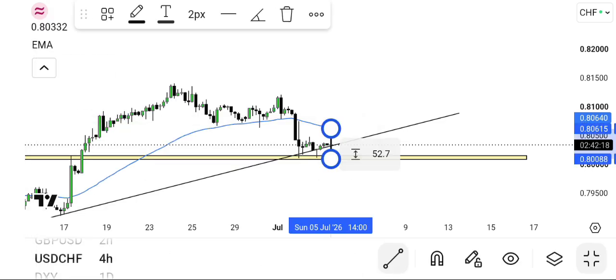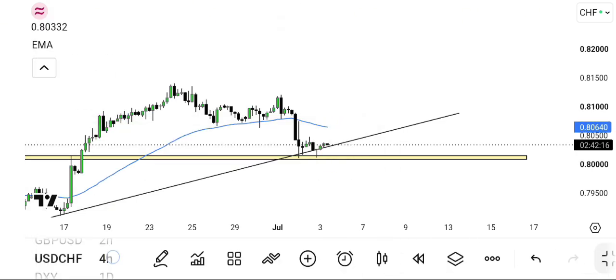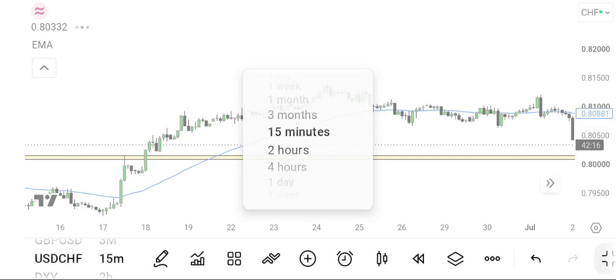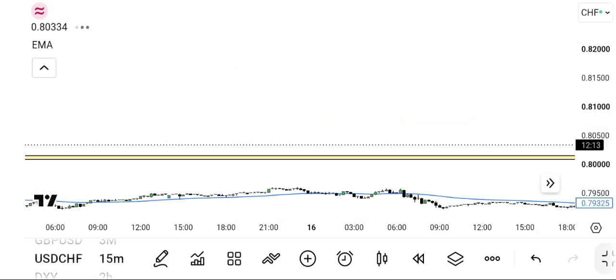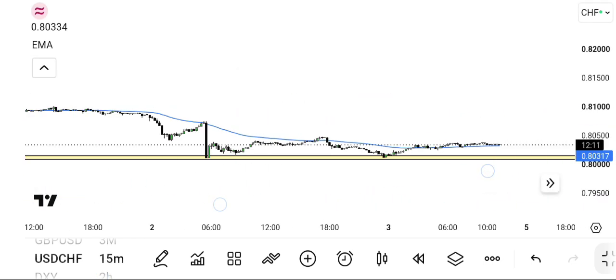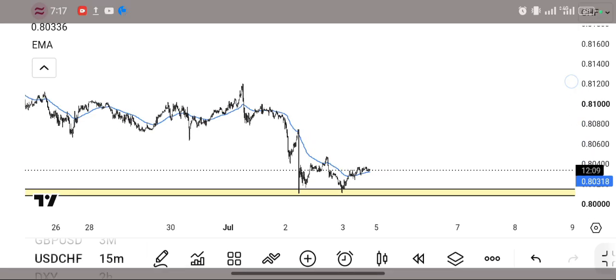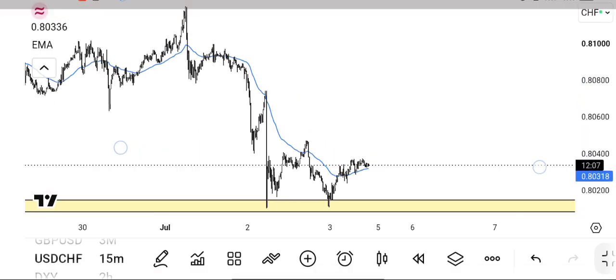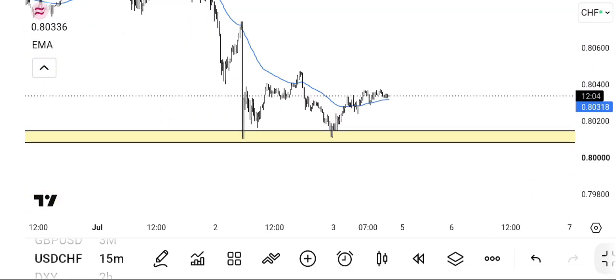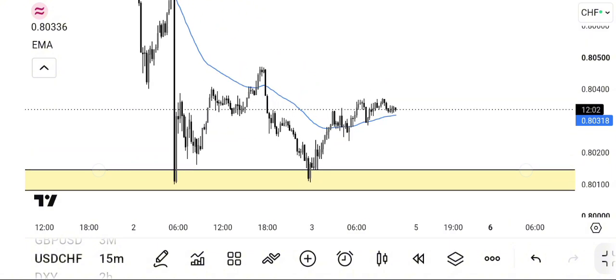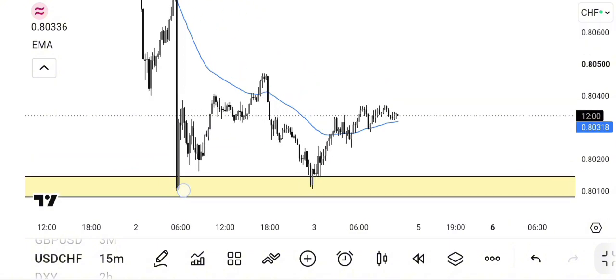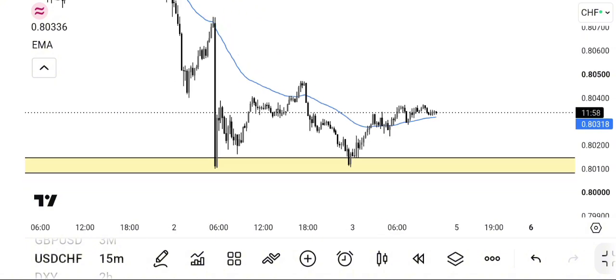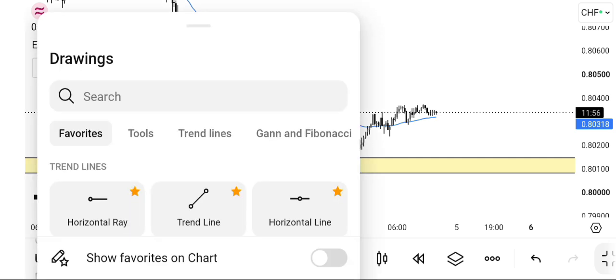Then I will go to the lower time frame. Let me take out this. I'll be going to the 15 minutes time frame. Then I'll be checking for any possibility of the market creating that weak rejection. Like you can see now, this market here has created one touch.